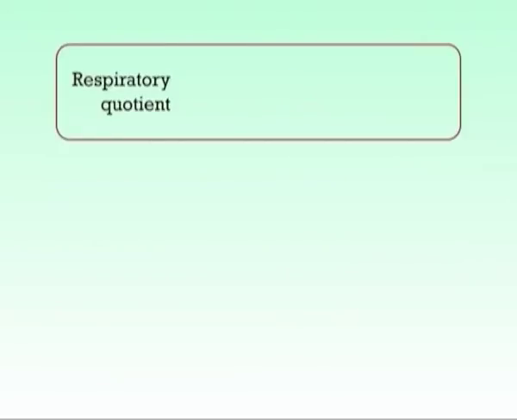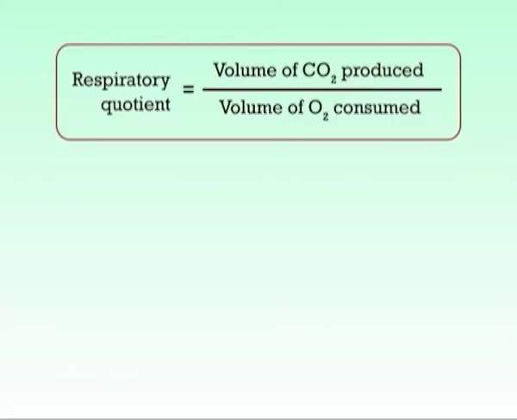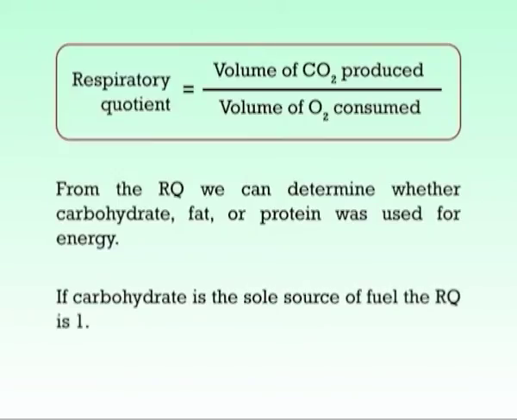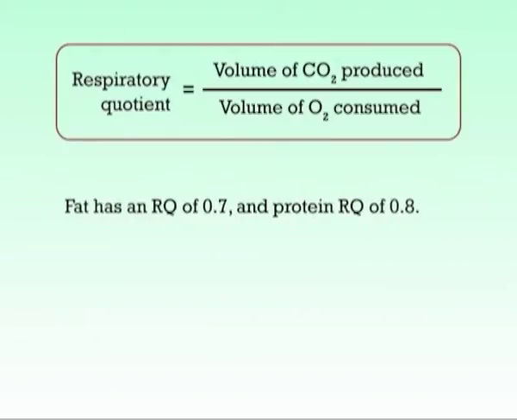That is, respiratory quotient is equal to volume of carbon dioxide produced divided by volume of oxygen consumed. From the respiratory quotient, we can determine whether carbohydrate, fats, or protein was used for energy. If carbohydrate is the sole source of fuel, the respiratory quotient is 1. Fat has a respiratory quotient of 0.7 and protein a respiratory quotient of 0.8.